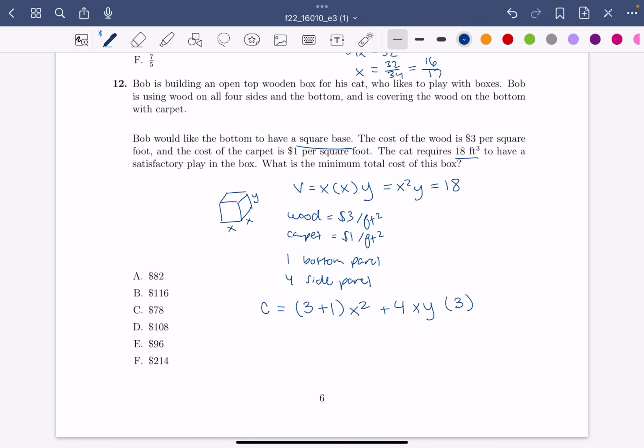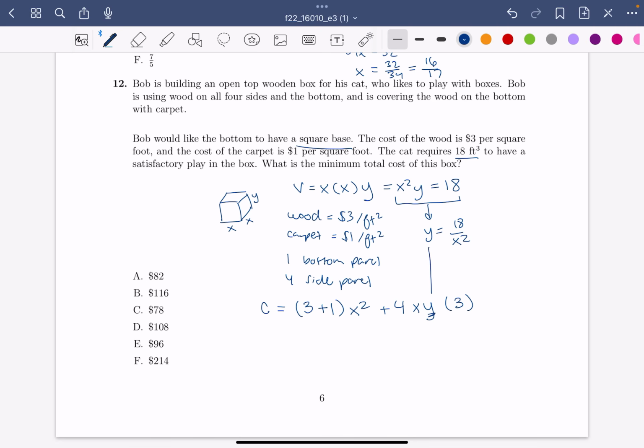So this is an optimization problem because it asks what is the minimum total cost of this box. So we need to take the derivative of the cost equation. However, we can't take the derivative with this y, but we have this equation from earlier, which we can use to solve for y, so we only differentiate with one variable. So from this equation, we can say that y equals 18 over x squared.